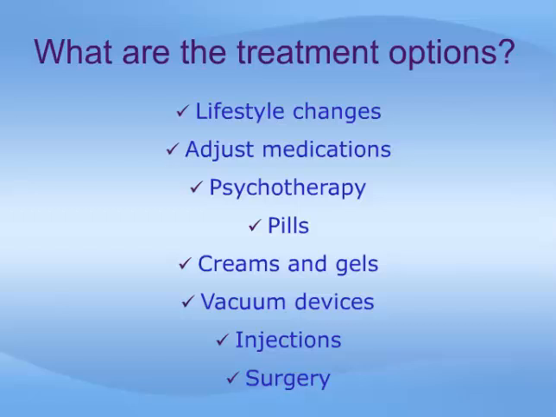Treatment options include lifestyle changes, adjusting medications, psychotherapy such as counseling and behavior modification, oral medications or pills, topical medications such as creams and gels, vacuum devices, injection of medication into the penis, and surgery including penile implants or prosthesis. This presentation focuses on oral medications or pills for ED, while other modules are available that review some of the other options in detail.